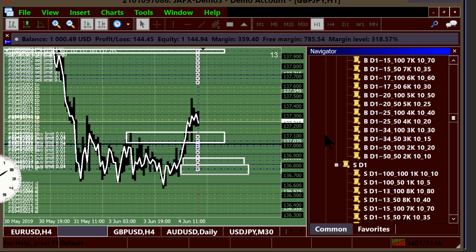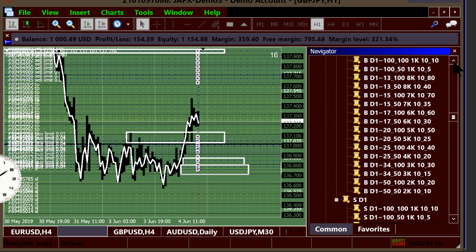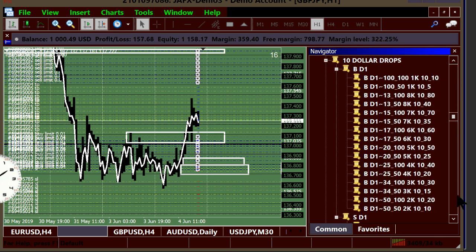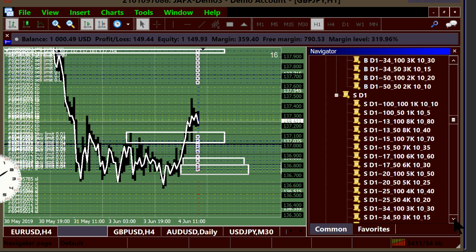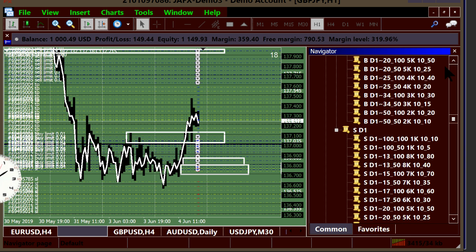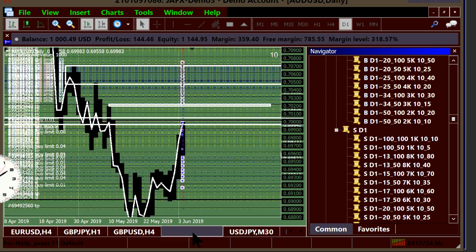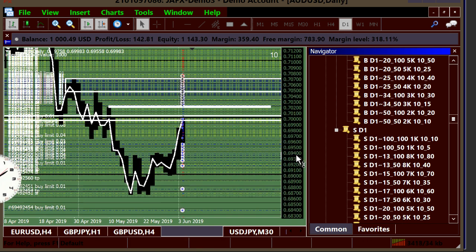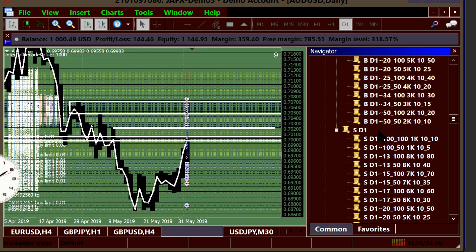Another thing is that if you have a 17 pip stop, a 15, and you're risking $10 on each of these trades, by the way, that's not too much. It's not like 50 on that big grid, you know. So this is a little bit wimpier trading style here. I guess if you place these properly, you'll make money.